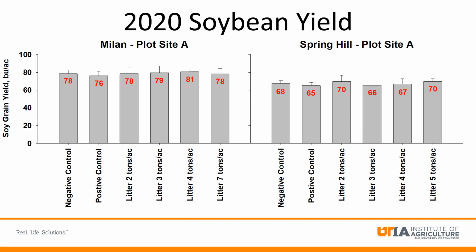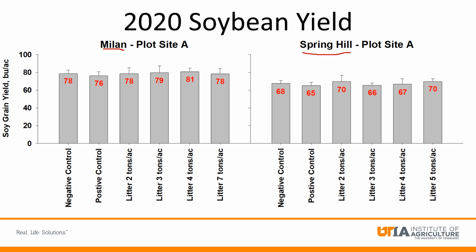These plots show the soybean yield for the plots that were transitioned from corn to soybean in 2020. Again, corn was produced on these plots in 2019, and then at plot site A for each of our sites, both Milan and Spring Hill, we transitioned these to soybeans in 2020, and you can see that we had very good yields across the board for all of the treatments, both the prior year litter applications as well as the positive and negative controls that were used in this year.